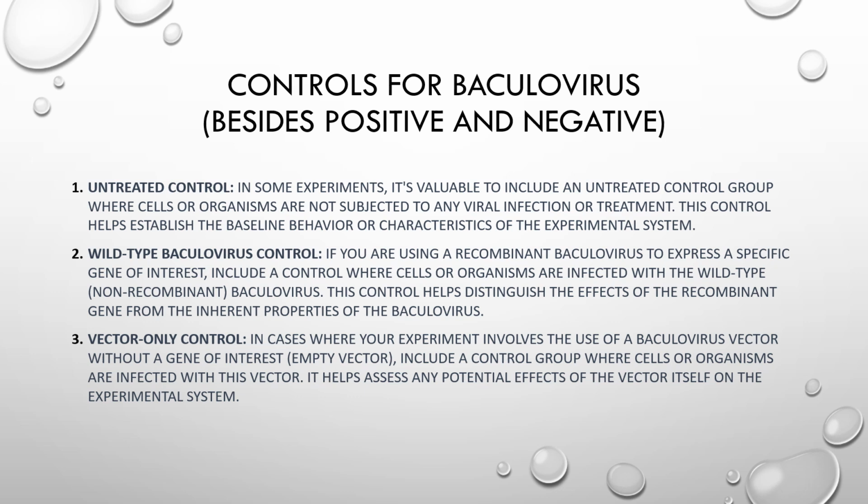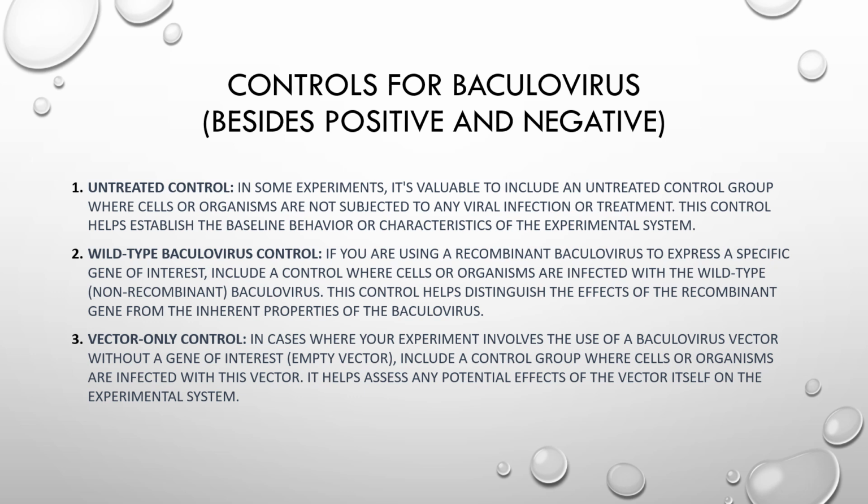Some of the controls for the baculoviruses, besides positive and negative, are untreated controls. In some experiments, it's valuable to include an untreated control group where cells or organisms are not subjected to any viral infection or treatment. Number two, wild-type baculovirus control. If you are using a recombinant baculovirus to express a specific gene of interest, include a control where the cells or organisms are infected with a wild-type, which is non-recombinant, baculovirus. This helps distinguish the effects of the recombinant gene.